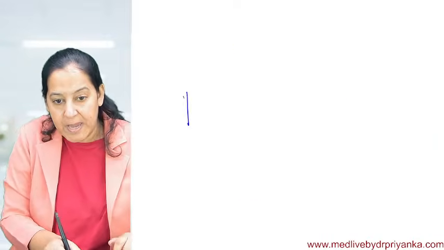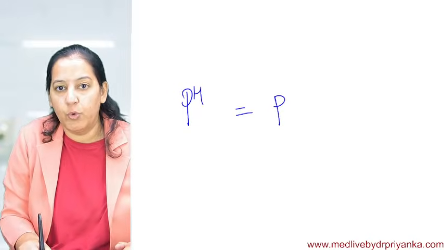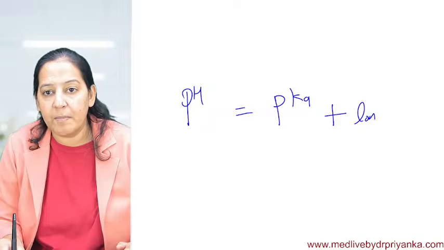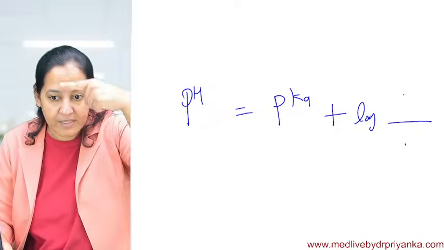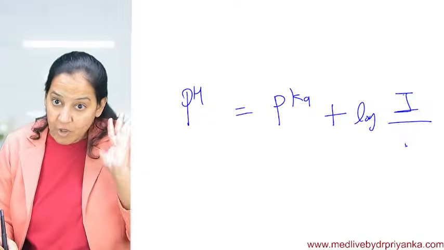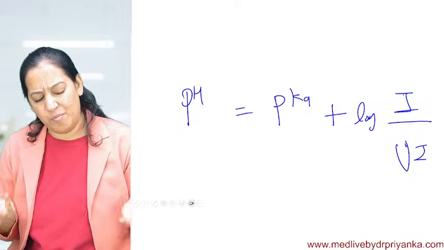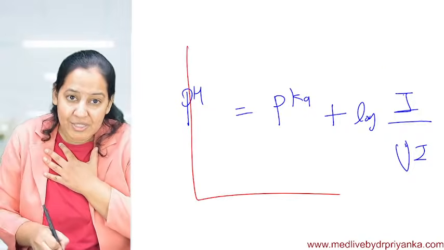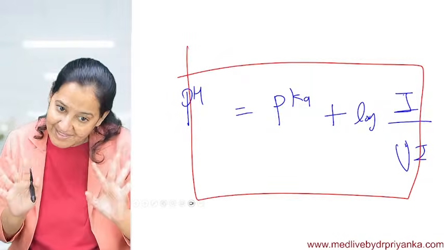So what is the formula of pH? Who will tell me? pH is equal to pKa plus logarithm of what and what? What is the numerator? What is the denominator? The numerator is the ionized form and the denominator is the unionized form. You have to mug this formula. I have not created this formula, so don't look at me like this. It's chemistry. It's a known formula. You have read this in chemistry.